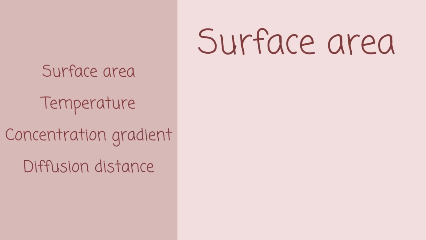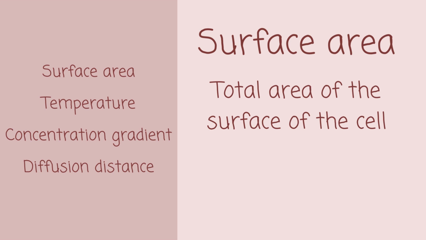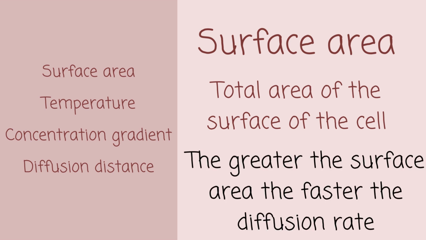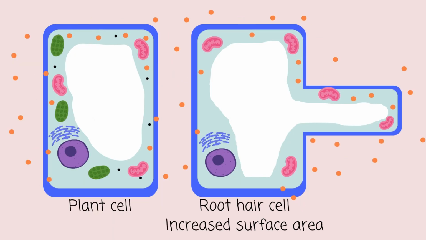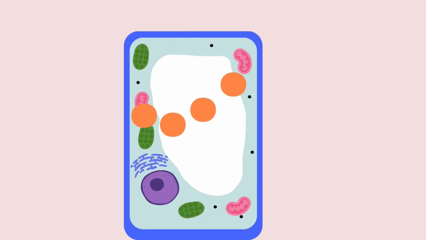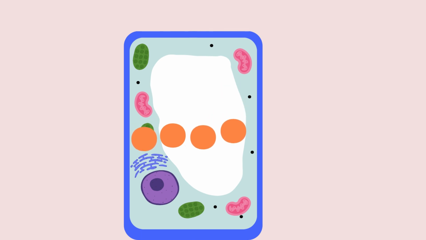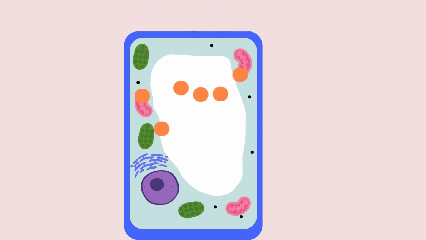Surface area refers to the total area of the surface of the cell. The greater the surface area of the cell, the faster the rate of diffusion, since, as the surface area increases, more particles can spread out faster on the large surface area. Smaller particle size also results in a larger surface area, since smaller particles take up less area space, leaving more area for other molecules.